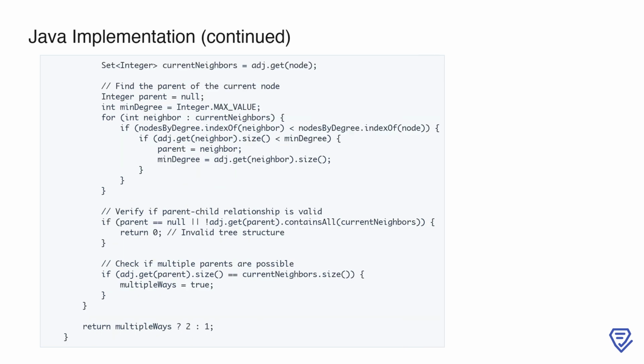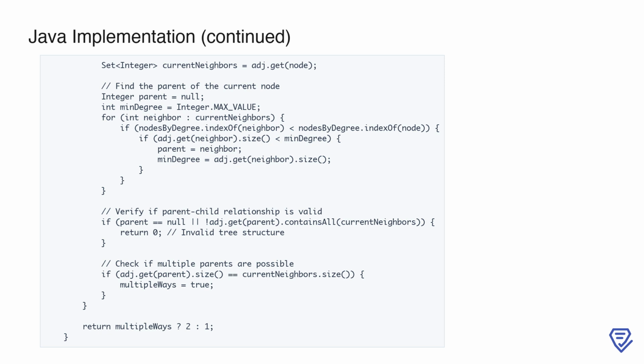As we move into the main logic, we iterate through the nodes in the order of their degrees. For each node, we retrieve its current neighbors from the adjacency list. The goal is to identify the parent of the current node, which should be a node with a higher degree that appears earlier in the sorted list. To find the parent, we iterate through the neighbors and look for the one with the smallest degree among the eligible candidates. If no valid parent is found, or if the supposed parent does not contain all of the current node's neighbors, we return 0, as this would indicate an invalid tree structure.